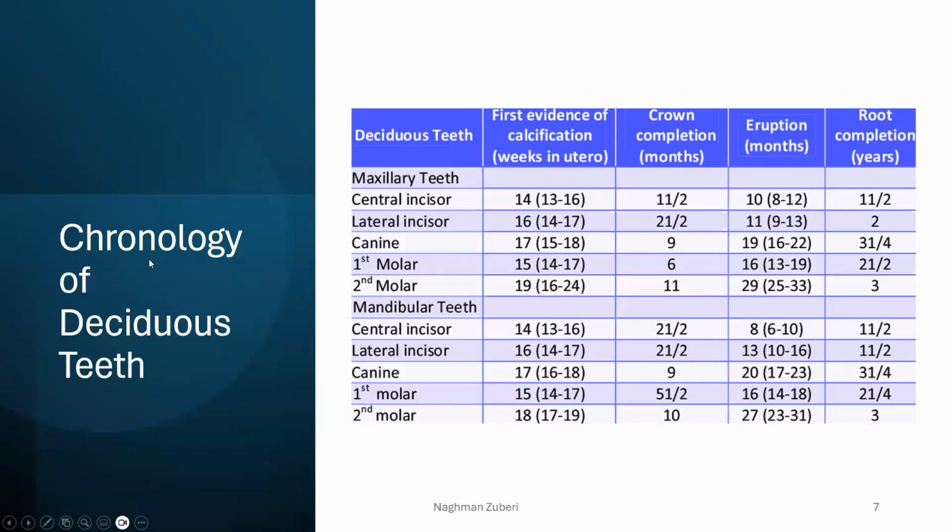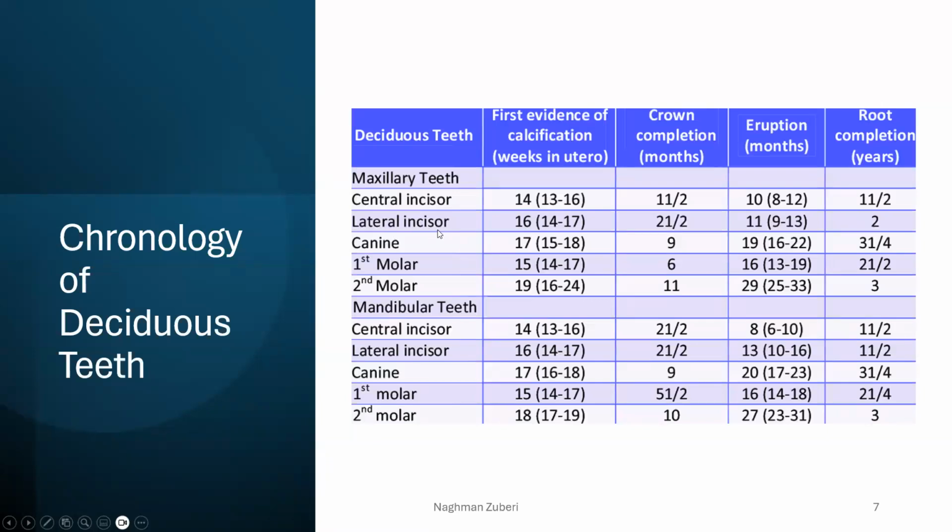If we look at the chronology of the deciduous teeth, maxillary and mandibular, starting with the maxillary central incisors: the first evidence of calcification is at 14 weeks in utero on average, with a range of 13 to 16 weeks. Crown completion is at 1.5 months after birth. Eruption is at the 10th month, with a range of 8 to 12 months. Root completion is at 1.5 years.